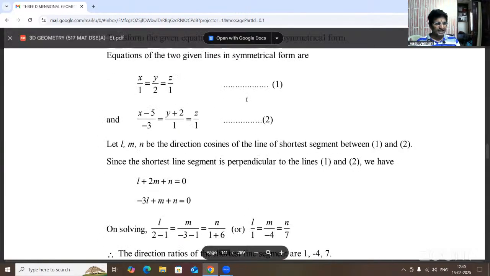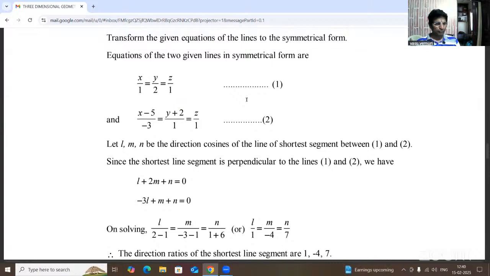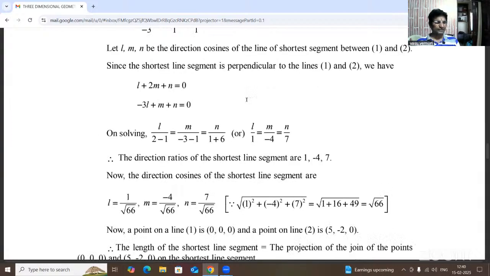Now those lines in terms of l, m, n: l plus 2m plus n equal to 0 from the first equation, and minus 3l plus m plus n equal to 0 from the second. Solving both, we get the l, m, n values 1, minus 4, 7. So the direction ratios of the shortest line segment are 1, minus 4, 7. According to those values, l equals 1 by root of 1 square plus minus 4 square plus 7 square. So 1 plus 16 is 17, 17 plus 49 is 66, root 66. So m is minus 4 by root 66, and n is 7 by root 66.